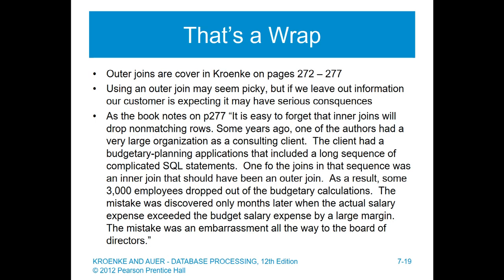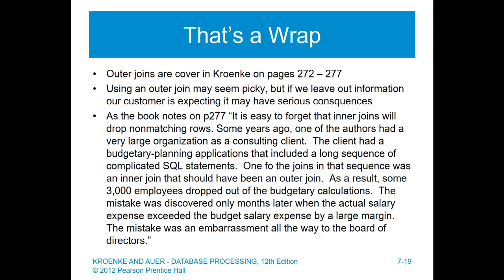The mistake was discovered only months later when the actual salary expense exceeded the budget salary expense by a large margin. By the margin of what 3,000 people were getting paid. The mistake was an embarrassment all the way to the board of directors. So they went for months thinking, oh, we have such a great budget this year. Now, part of the problem is, of course, they had too much confidence in the program. Unless the company had done something pretty radical, like closed a division or closed a factory or bought a company, it should have stuck out.